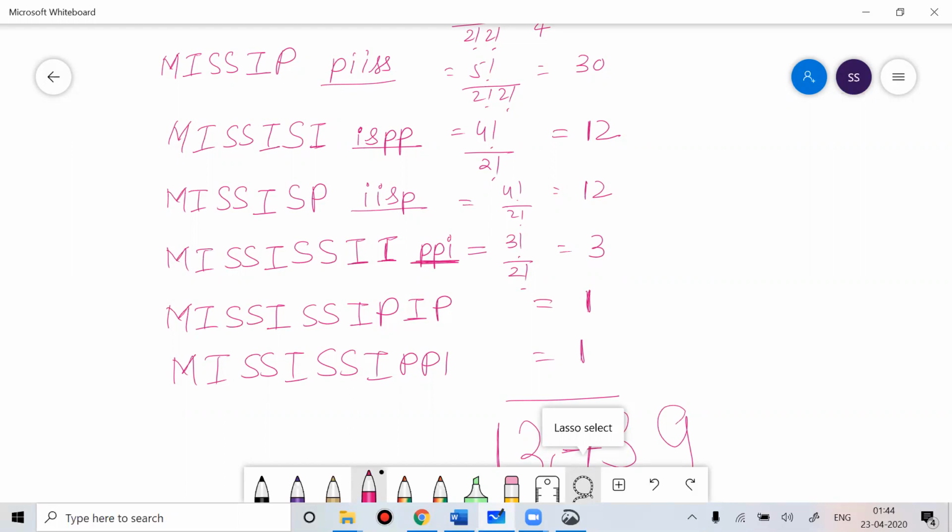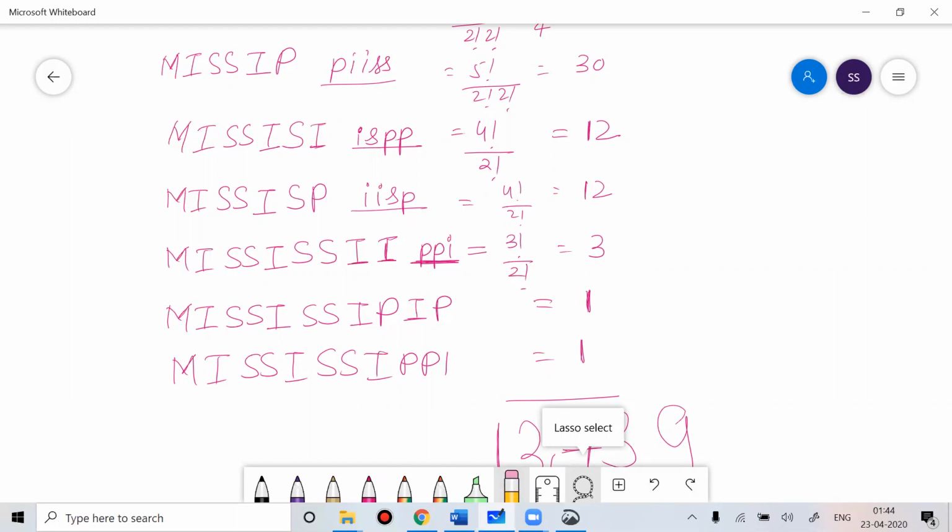One minute. So this is MISSI, then SSI, then I, I put one more I there because there are 4 I's, then PPI. So PPI, don't do PPI. Okay, so this was a small calculation mistake, right?